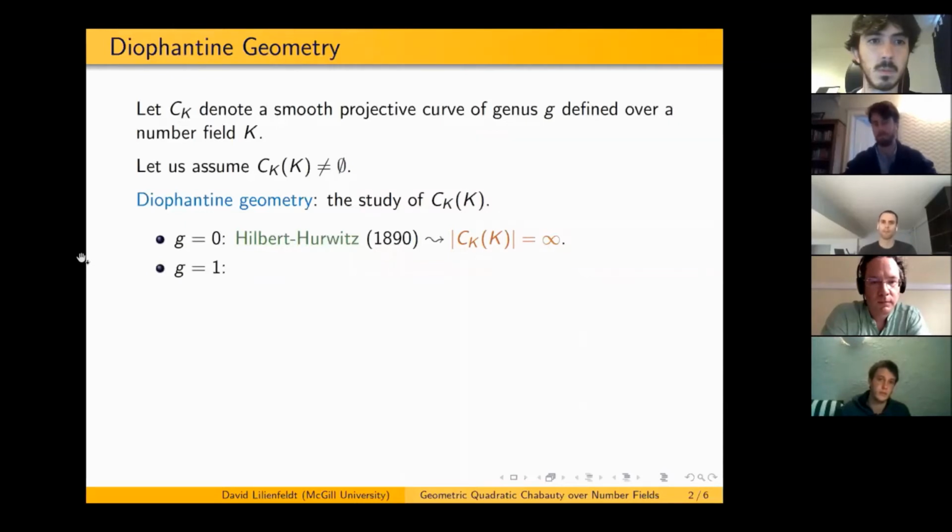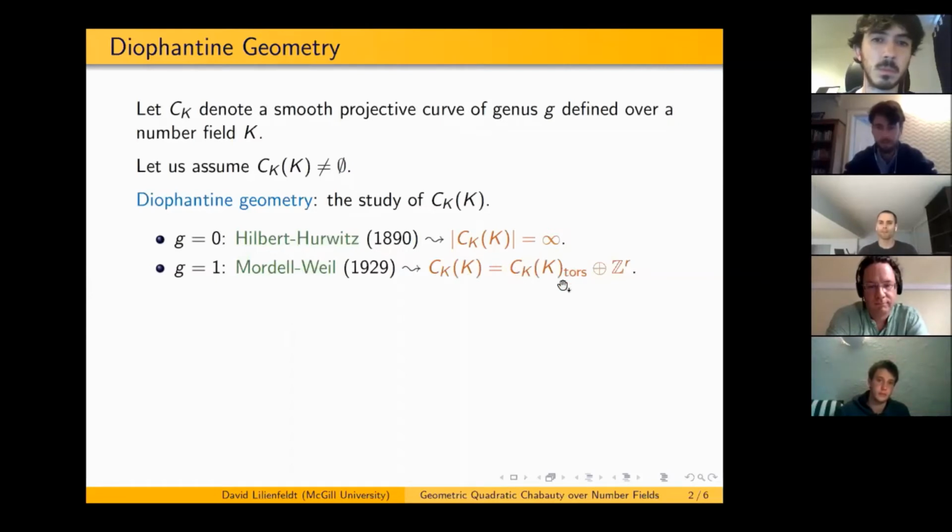What about genus 1? Well, this is a very particular case. It's the case of elliptic curves. Not only is this a set, but the rational points are actually endowed with an abelian group structure. What Mordell and Weil showed was that this is in fact a finitely generated abelian group, which means that you can write it as a finite torsion part direct sum with some free part. This non-negative integer r is called the rank of the elliptic curve, and this is the key object of study in conjectures such as the Birch and Swinnerton-Dyer conjecture, for example.